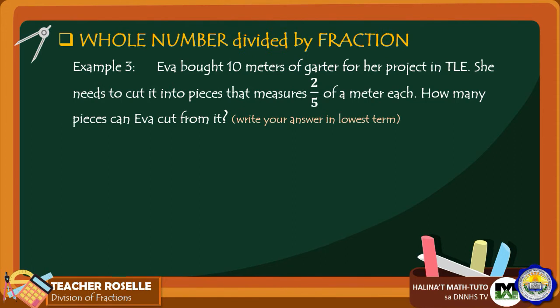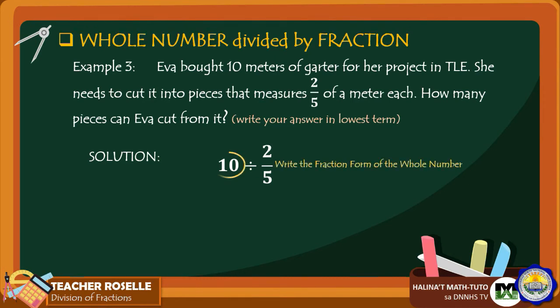For the last example, let's read and analyze this problem about dividing a whole number by a fraction. Eva bought 10 meters of garter for her project in TLE. She needs to cut it into pieces that measure 2/5 of a meter each. How many pieces can Eva cut from it? Here, Eva needs to divide 10 by 2 over 5. First, write the fraction form of the whole number 10. Just write it over 1. So now we have 10 over 1 divided by 2 over 5.